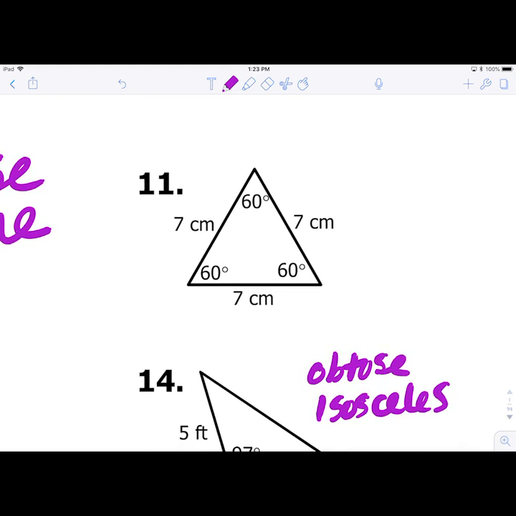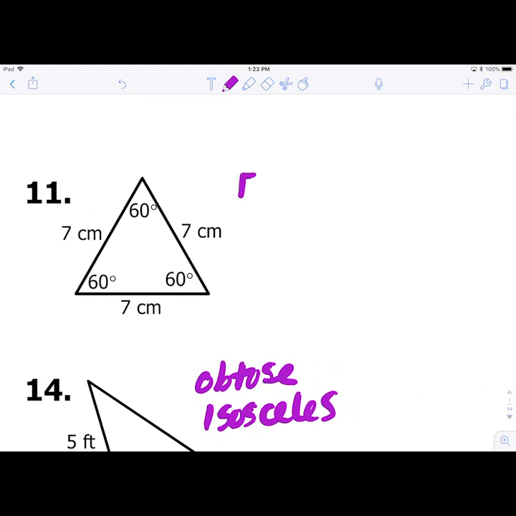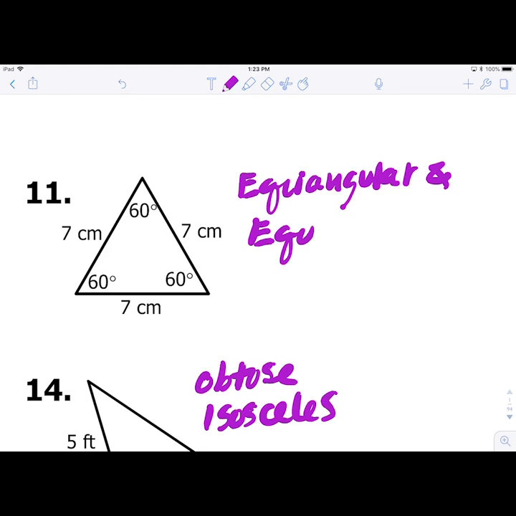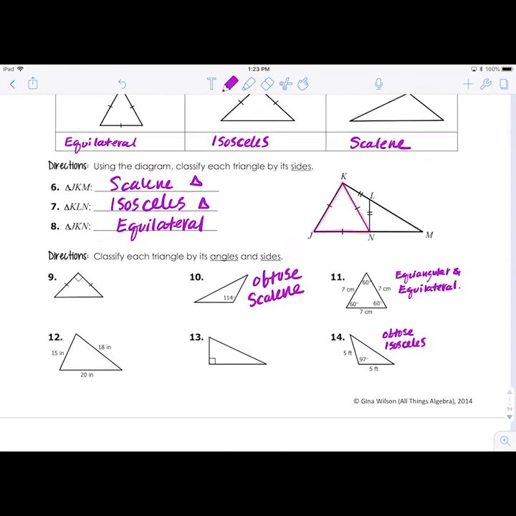is all the angles are the same, all the sides are the same. So this is equiangular and equilateral. And fun fact, if a triangle is equilateral or equiangular, then they're the other. So if you know a triangle is equiangular, then you also know it's equilateral, and vice versa. Okay?